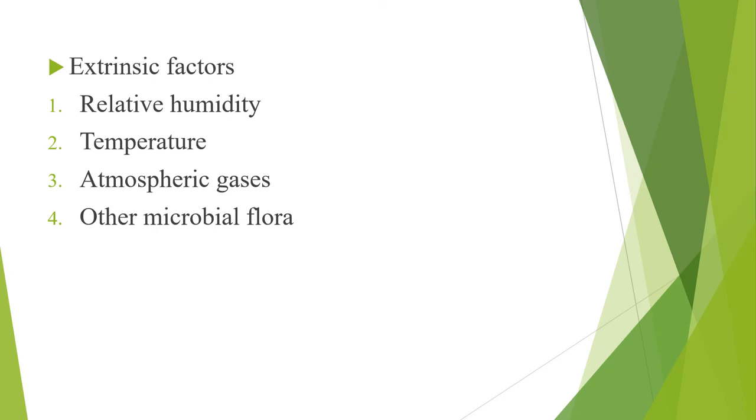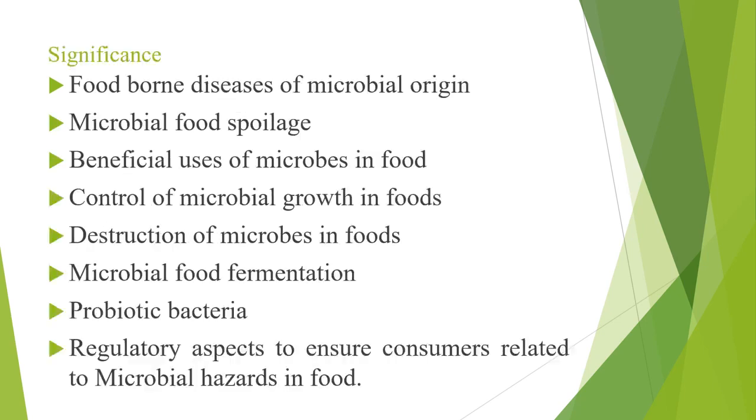And next is the presence of atmospheric gases. If it is an aerobic microorganism, then it requires the presence of oxygen, and if it is an anaerobic organism, the presence of oxygen in the atmosphere will inhibit that particular microorganism. Also the presence of other gases in the environment is an important extrinsic factor. Next, another important factor is the presence of other microbial flora in the environment. If any inhibitory microorganisms are present in the environment, they will obviously affect the growth and survival of the pathogenic microorganism inside the food item.